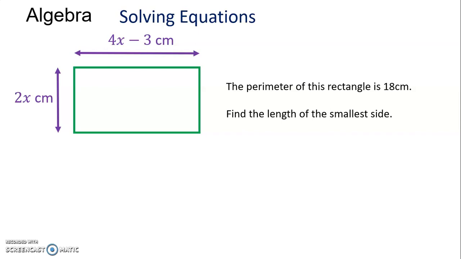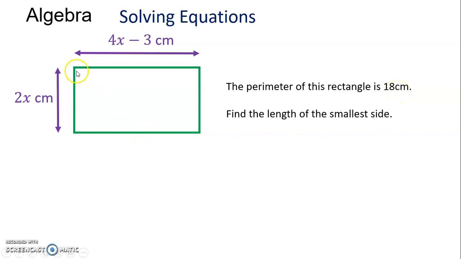So here we have a rectangle where we're given the width and the length in algebra. And the information we're given is the perimeter of this rectangle is 18 centimetres. Find the length of the smallest side. So what we've got to do is think about how we can create an expression for the perimeter, which we can then make equal to 18 centimetres, since that's what we've been told it is.